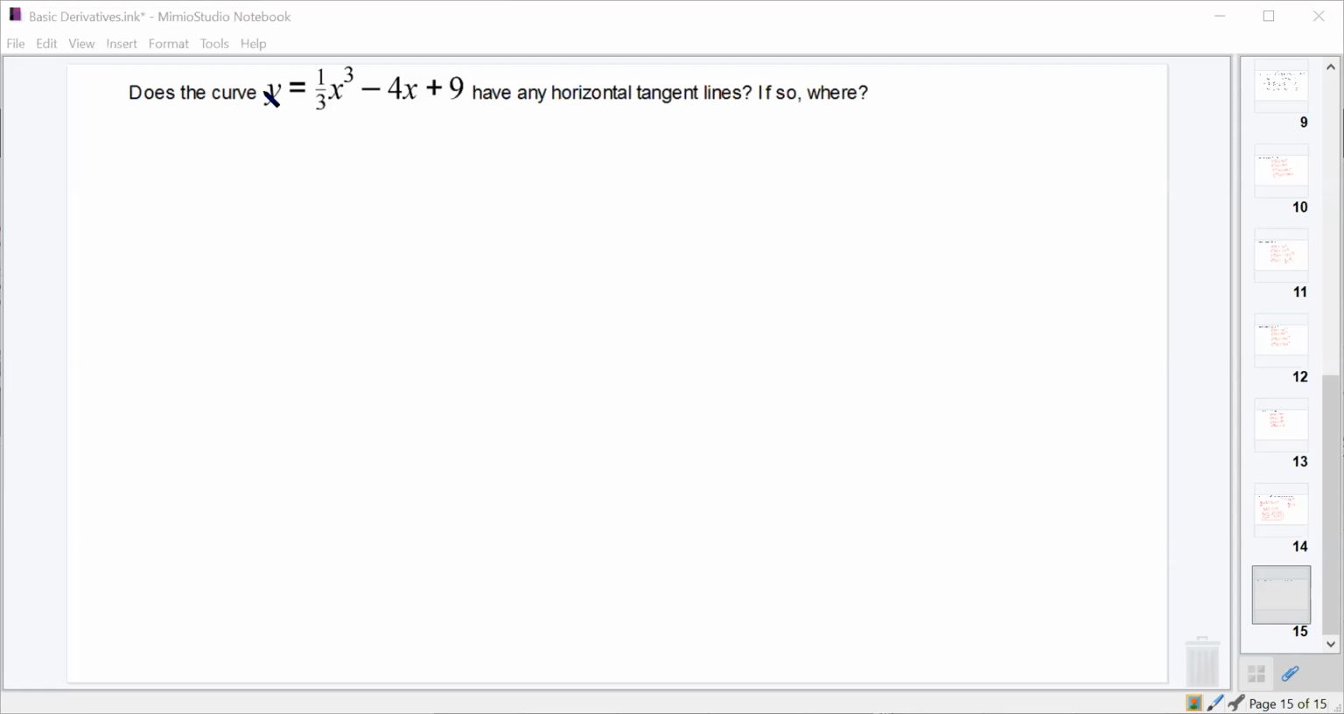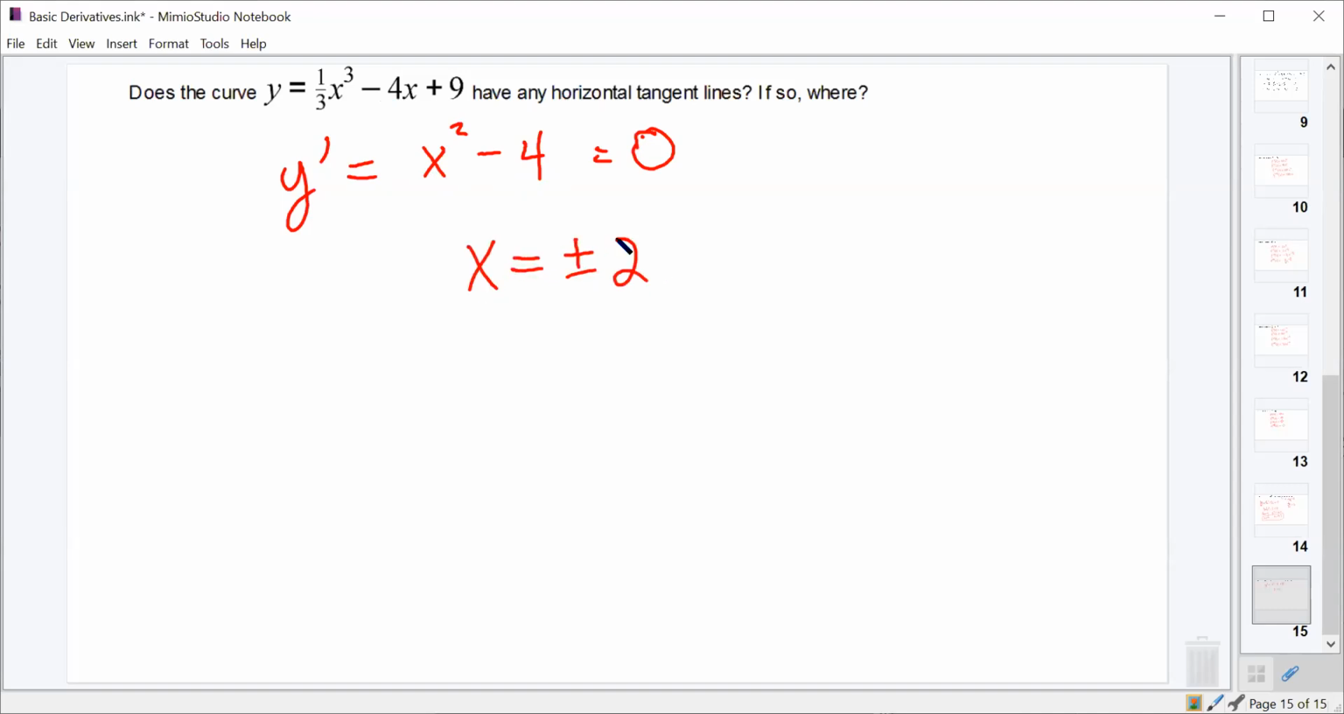All right. Did everybody finish that up, or do you still need another minute or two? Good? Okay. All right, so what is y prime, or dy dx? It should equal what? 3x squared minus 4. Oh yeah, we got x squared, right? 1/3 times 3 is just x squared minus 4. And we're interested in horizontal tangent lines, which means when does this derivative equal 0? x squared minus 4 equals 0 when x is plus or minus 2. That should be our answer.